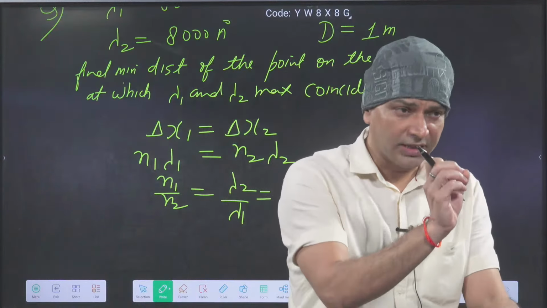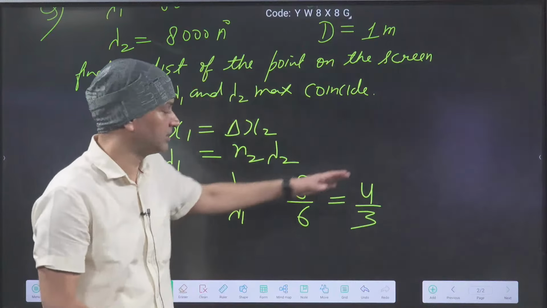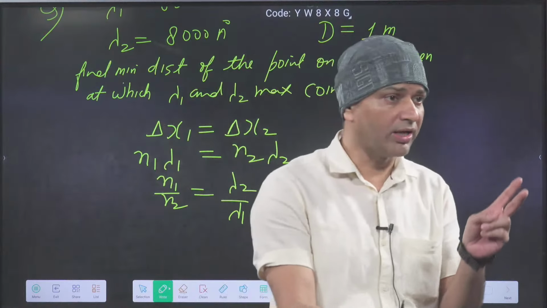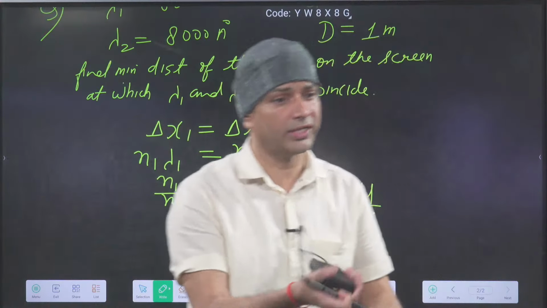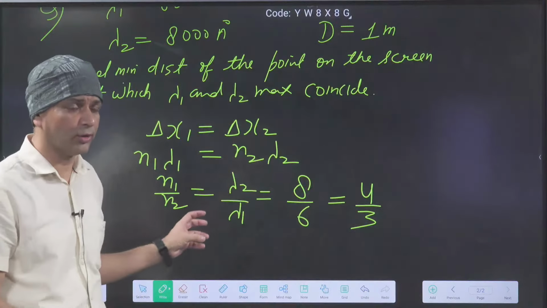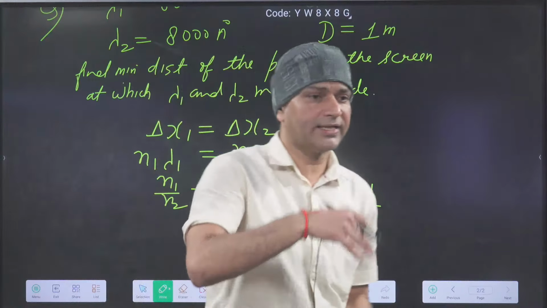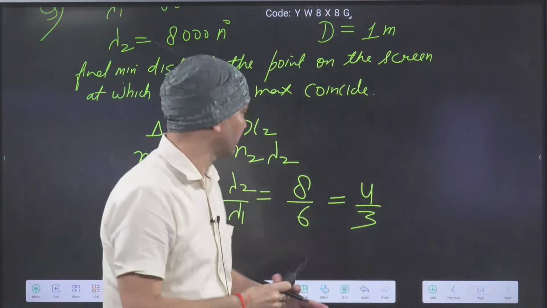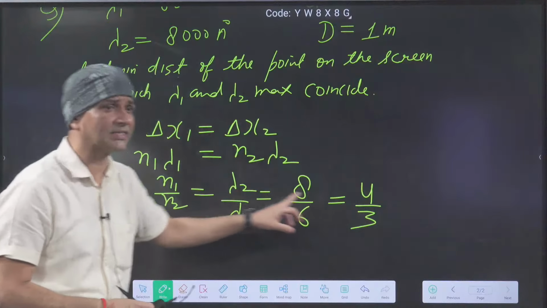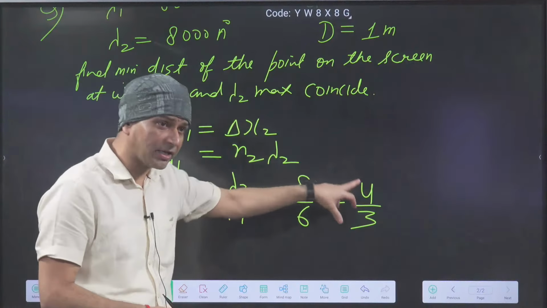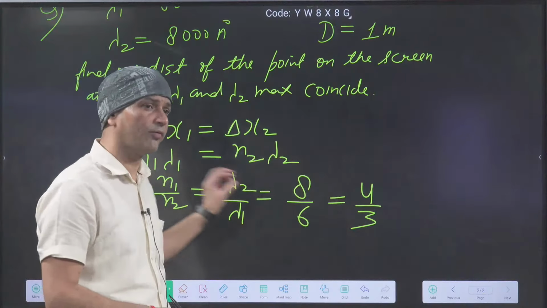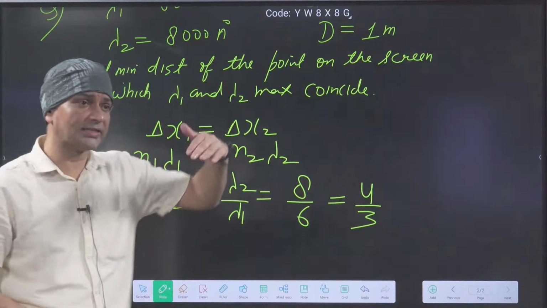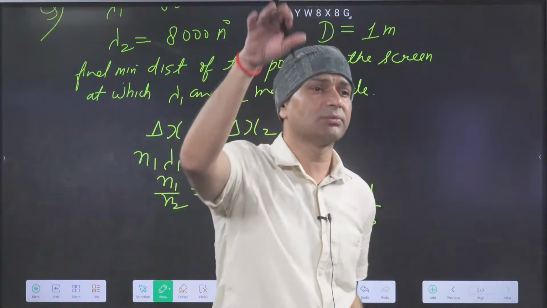Okay, now after getting the simplest ratio, I can directly say the minimum number: N1 value is what? 4, N2 value is what? 3. N1 value is equal to 4, N2 value is equal to 3. I cannot say 8 and 6 is not also possible, but that will be the other case. Suppose first I got the 4th maxima of lambda 1 and the 3rd maxima of lambda 2. Then 8th maxima of lambda 1 and 6th maxima of lambda 2. Then 12th maxima of lambda 1 and 9th maxima of lambda 2. Like this, at different points, their maxima will coincide.